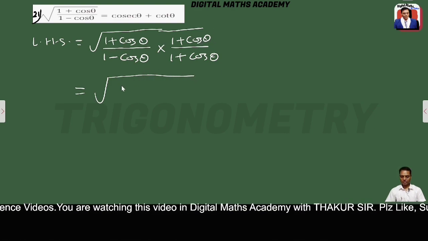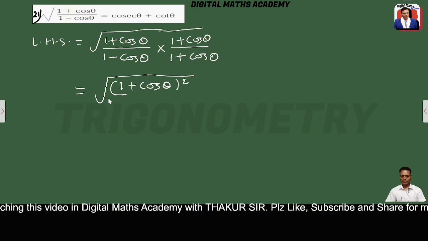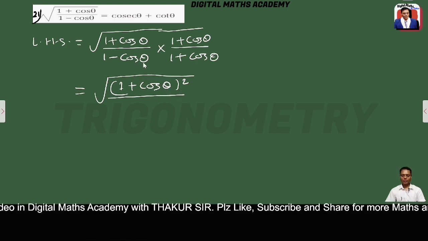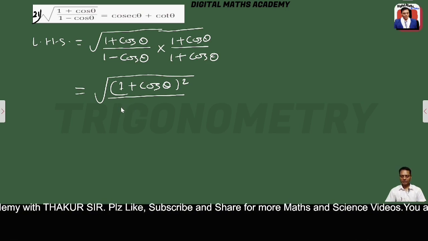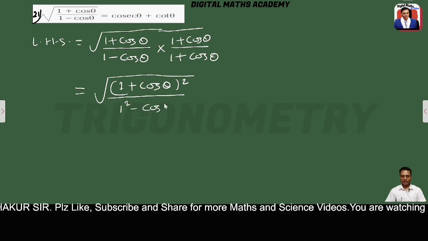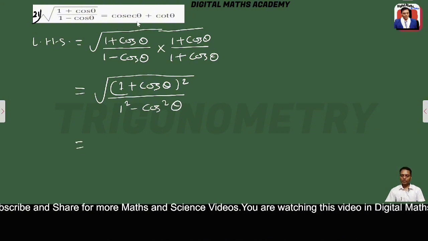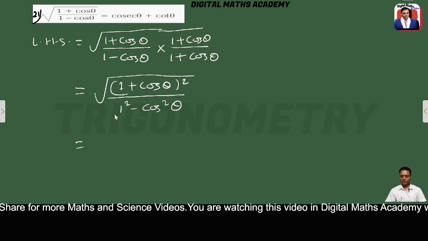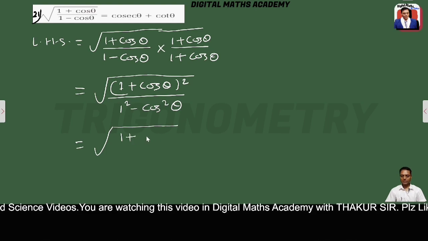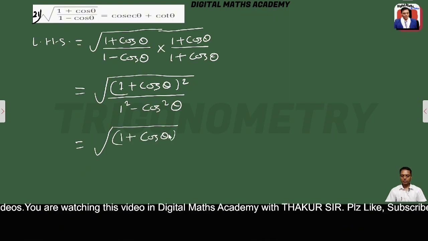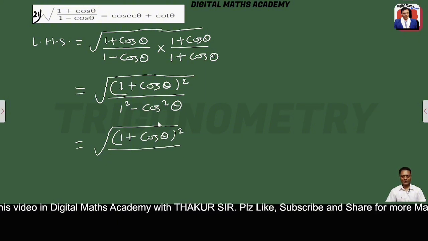Now the simplification gives us at the numerator 1 plus cos theta into 1 plus cos theta, so it becomes 1 plus cos theta whole square. And at the denominator 1 minus cos theta into 1 plus cos theta, that is (a plus b) into (a minus b) equals a square minus b square. So we can write here 1 minus cos square theta. We have to remove the under root sign because at the right hand side there is no under root sign. At the numerator we have already got a square, so we write as it is 1 plus cos theta whole square. At the denominator we see 1 minus cos square theta.